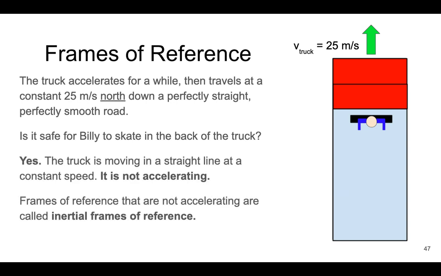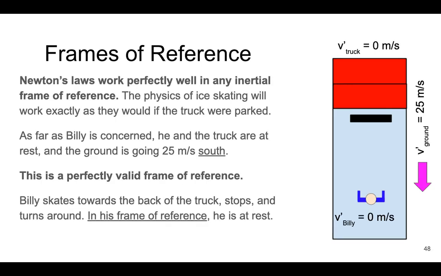Yes, it is. The truck is moving in a straight line at a constant speed, so its velocity is constant. That means it is not accelerating. If you're in a frame of reference that is not accelerating, we call this an inertial frame of reference. Inertial frame of reference means the rules of inertia hold. The physics we've learned so far work perfectly well. So Newton's laws, this is what I just said. Newton's laws work perfectly well in any inertial frame of reference. So the physics of ice skating will be exactly the same as if the truck were just parked.